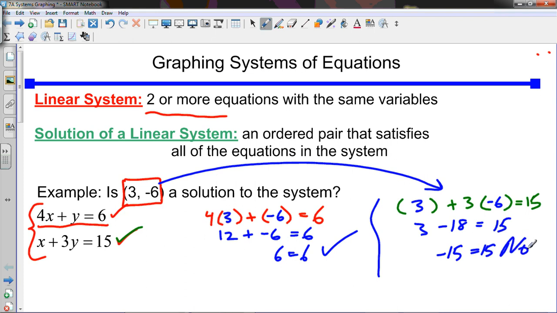Okay, so here's the example. Is 3 comma negative 6 a solution? No, it's not, because it only satisfies one of the equations, not both. So that's a great example of saying, okay, we have a solution, but it has to satisfy everything. We're going to spend this whole unit talking about systems of equations and different ways to solve them. So this is just a little intro to what systems are.